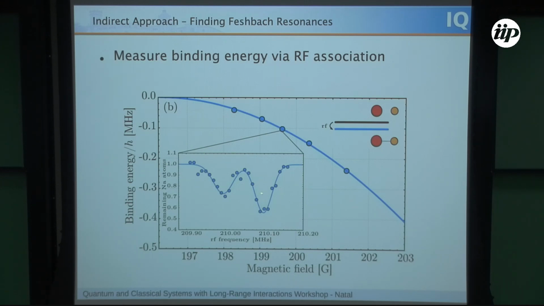This is the molecular state, and this is the atomic state. So you, of course, have another state up here that's just the free atoms. And from this, you can get the binding energy. And once you have the binding energy, you know everything about the Feshbach molecule that you've created.